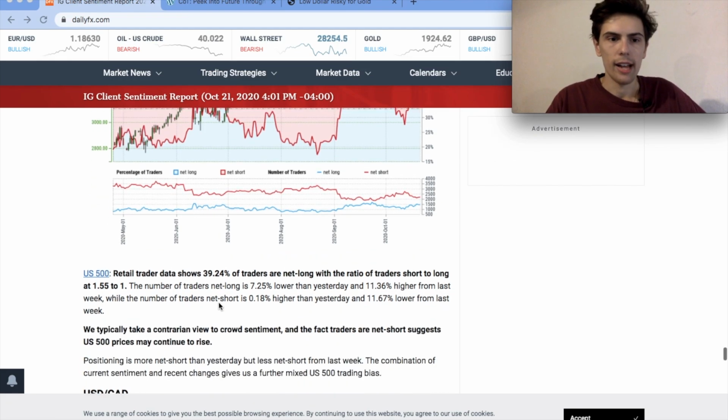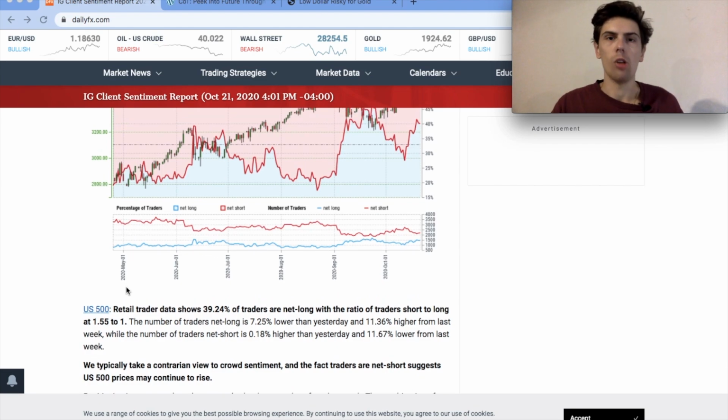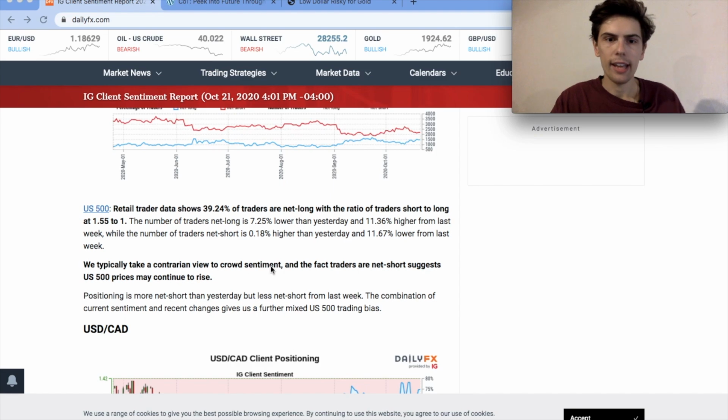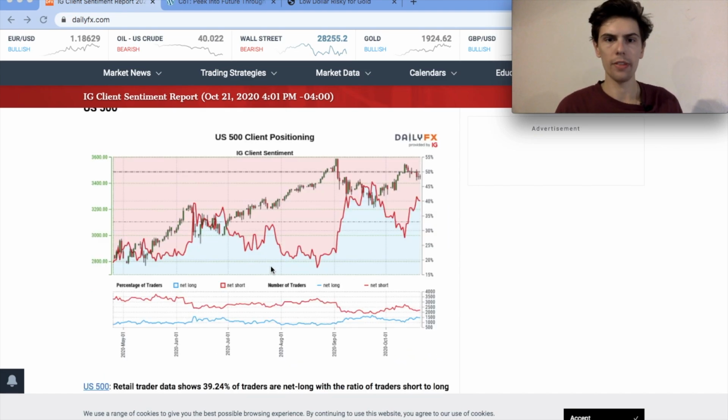So we can take a look at the analysis. Trader data shows 39% of traders are net long, and the ratio of traders short to long is 1.55 to 1. So for every one long trader, there's around 1.5 short traders. And so if you use this as a contrarian indicator, it suggests that stocks may continue to rise in the short run. So no real news on this front yet.